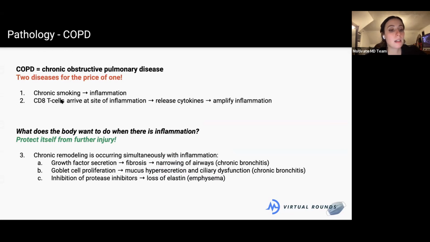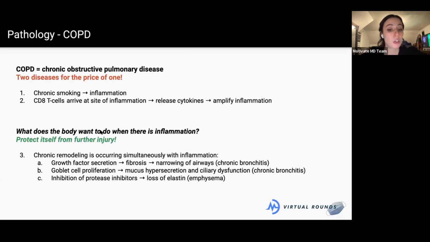Also, CD8 T cells. These are the cytotoxic T cells. They arrive at the site of inflammation. They release cytokines, which are mediators, these proteins that do a whole bunch of different things. In very simple terms, they amplify the inflammation. So you get this inflammation from smoking, and then all of a sudden your immune system's trying to help you out, and it's just increasing that inflammation over and over again.